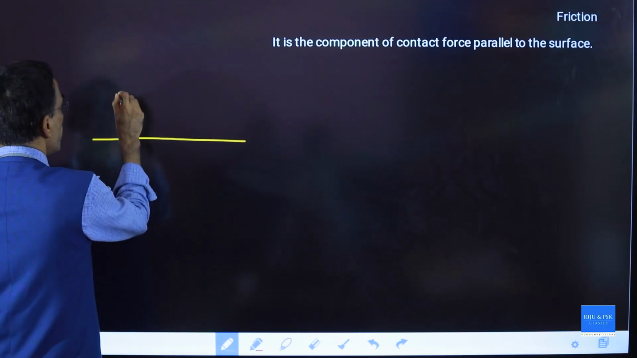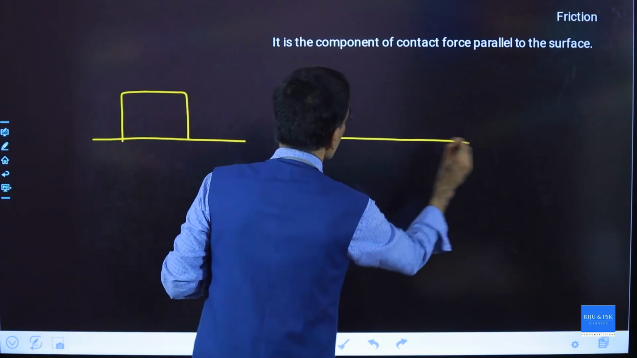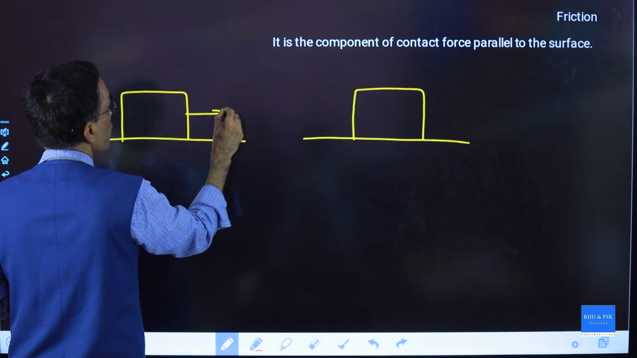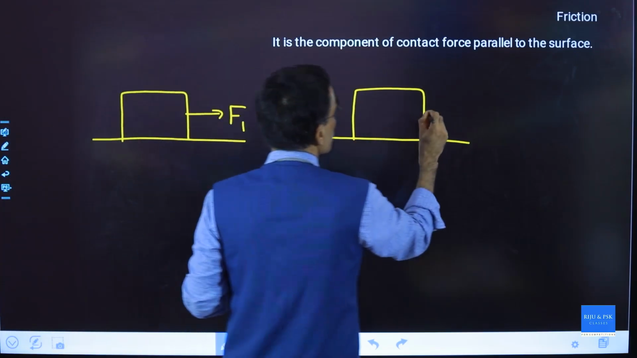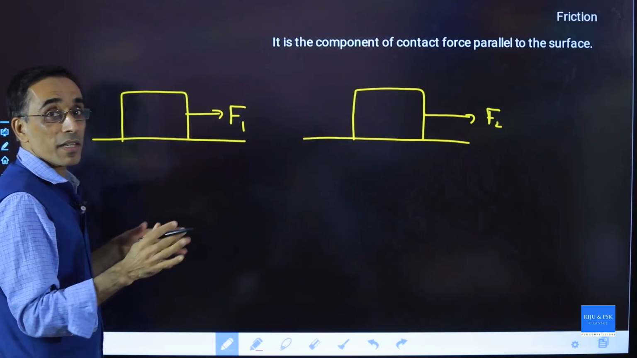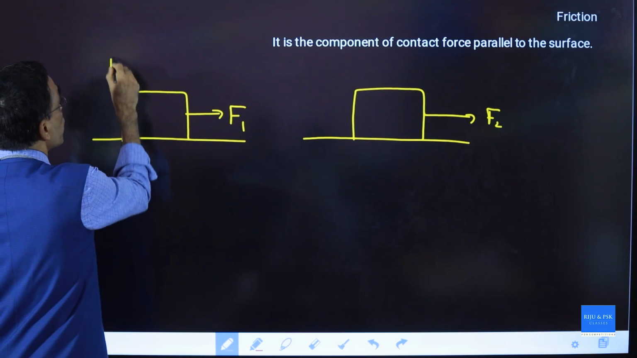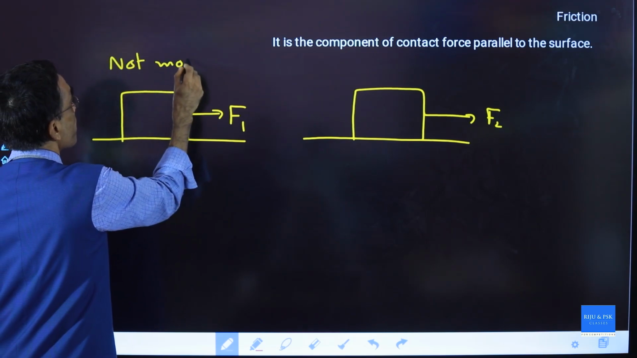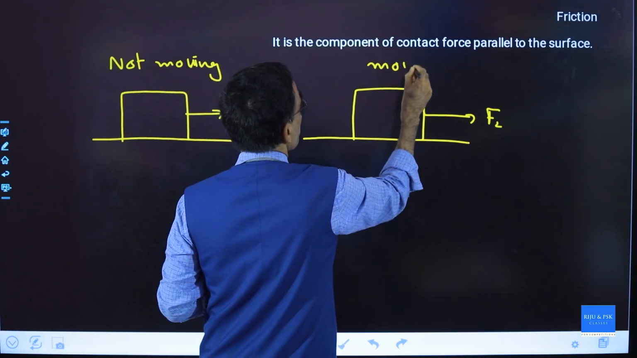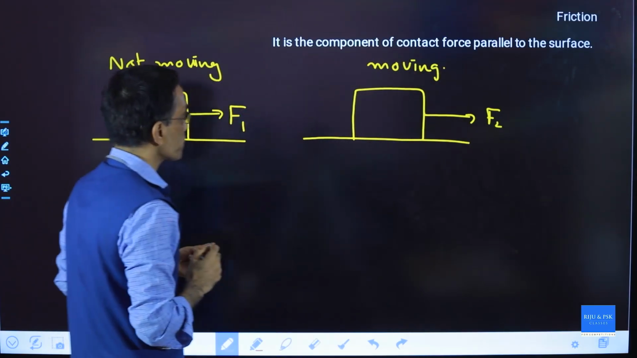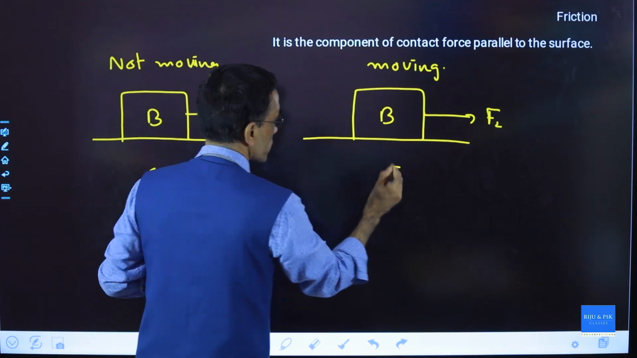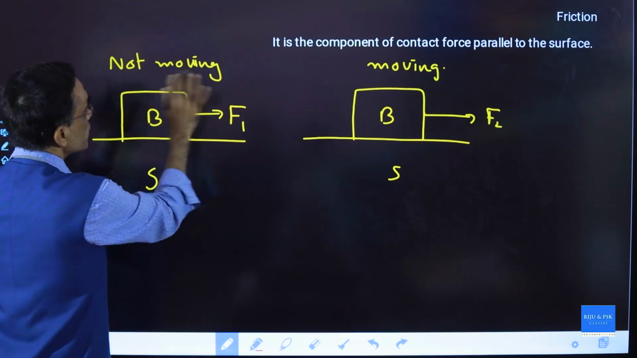Listen carefully. Assume that there is a body here. Assume that it is being pulled by a force F1. In another case, assume that it is pulled by a force F2. Assume that in the first case it is not moving, and in the second case it is moving. This is called the surface, and this is called the body. So, the body and the surface.